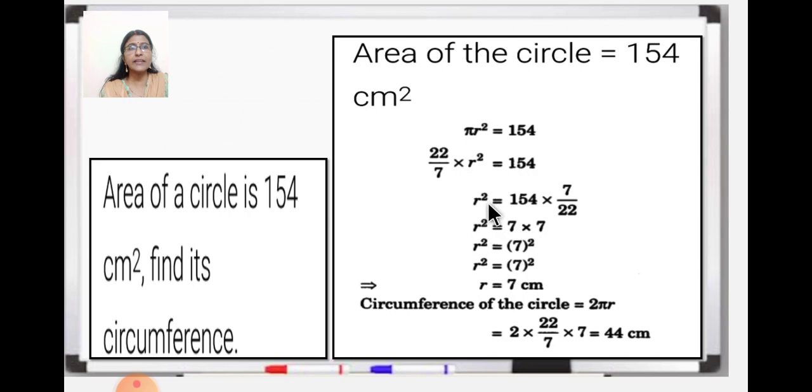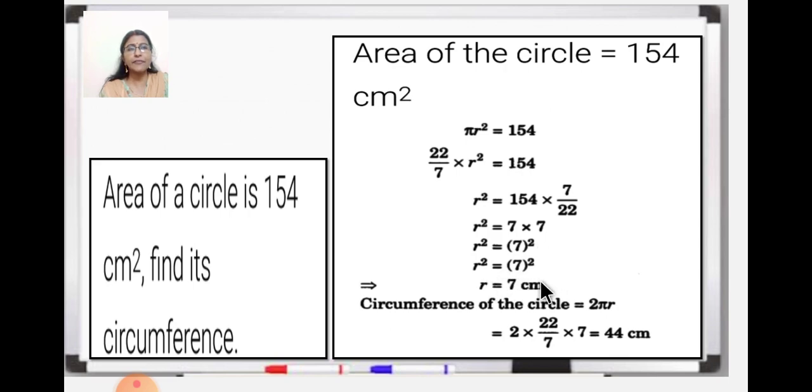And then r square is equal to 154. This you will bring it to the other side. So it will become 7 upon 22. And then you will reduce this. When you reduce this, you will get 7. 7 into 7, that is 7 square. r square is equal to 7 square. So r will be equal to 7 centimeter.